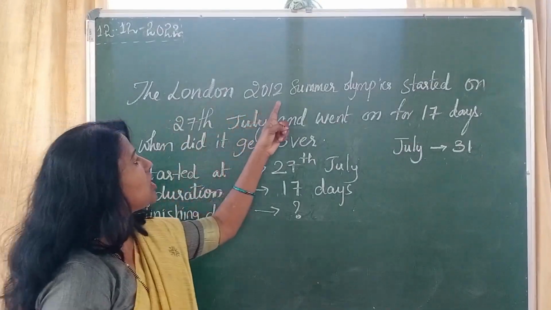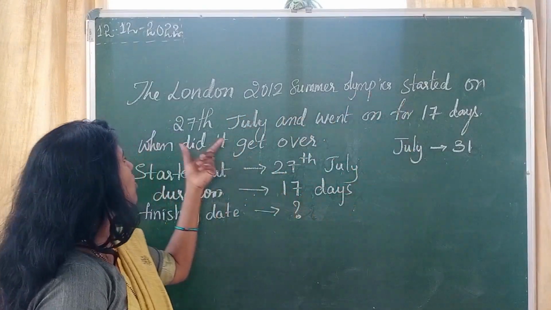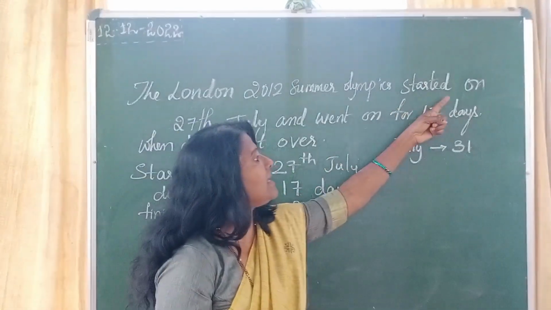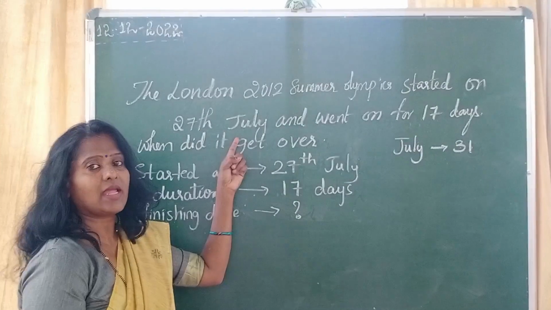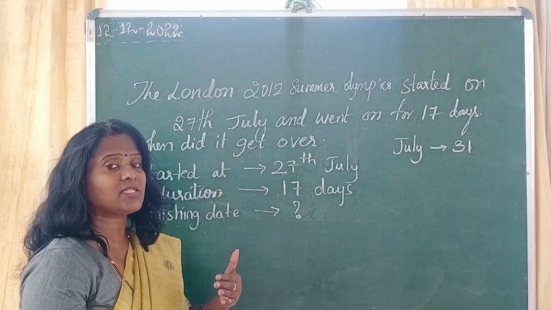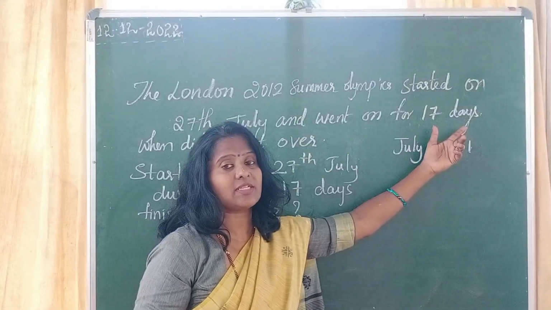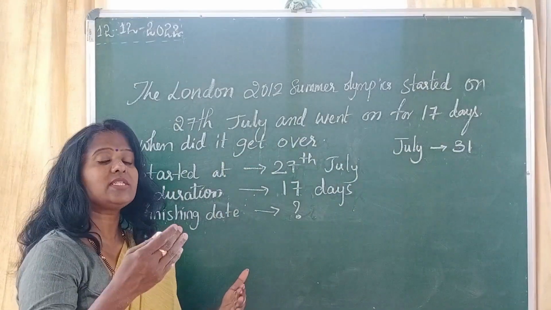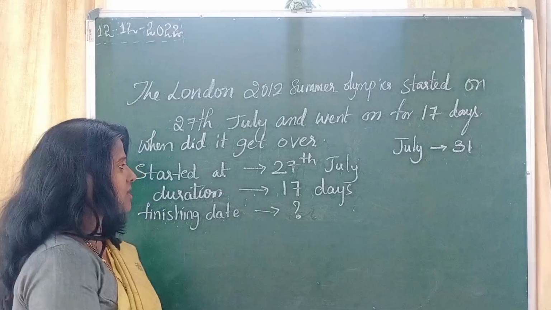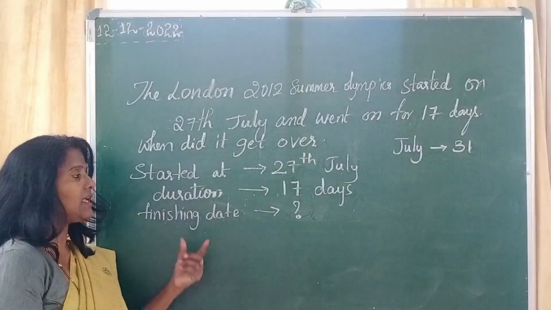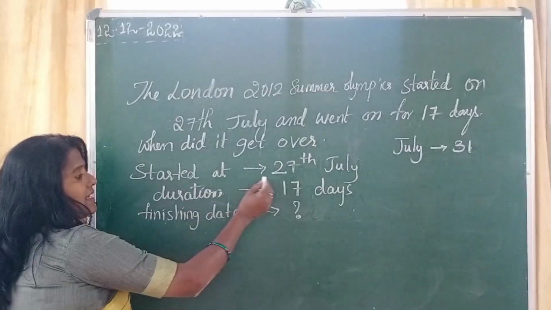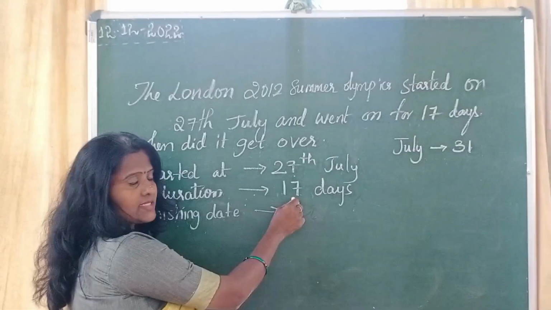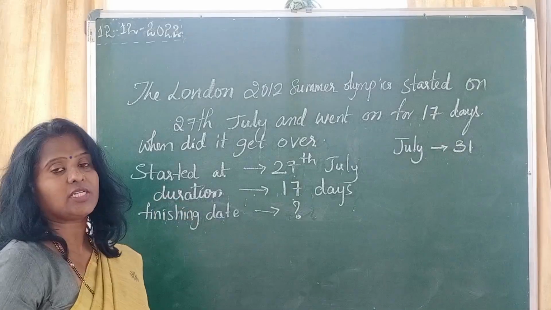The London 2012 Summer Olympics started on 27th July and went on for 17 days. It started on 27th July, and how many days has it taken? 17 days. After 17 days it has completed. And what is the day on which it has completed? That is the question. So first we have to take the given thing. So what is the given starting date? They have given 27th July and duration 17 days. You have to find the finishing day.